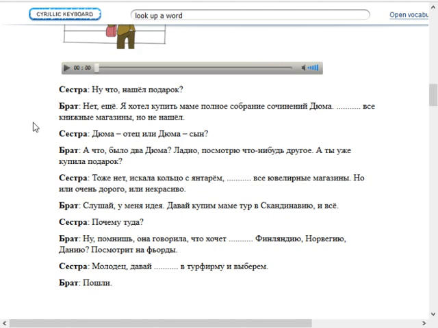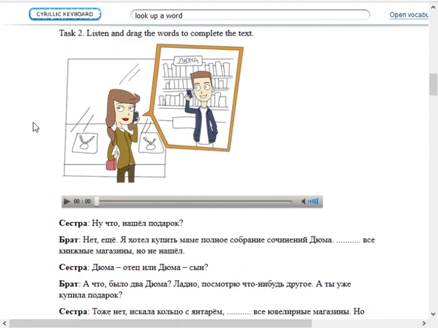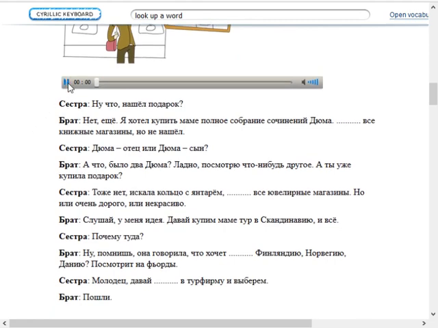Пошли. Okay, so they're trying to buy a gift for their mother, and that's what it's all about. So, what does the sister say? Ну что, нашел подарок? Well, did you find a gift? Нет еще. Я хотел купить маме полное собрание сочинений Дюма. Not yet. Normally you'd say еще нет to mean not yet, but he already said нет, so I guess he didn't want to say it again, so he just says еще. So, not yet. I wanted to buy mom, or mama, the complete works of Dumas.